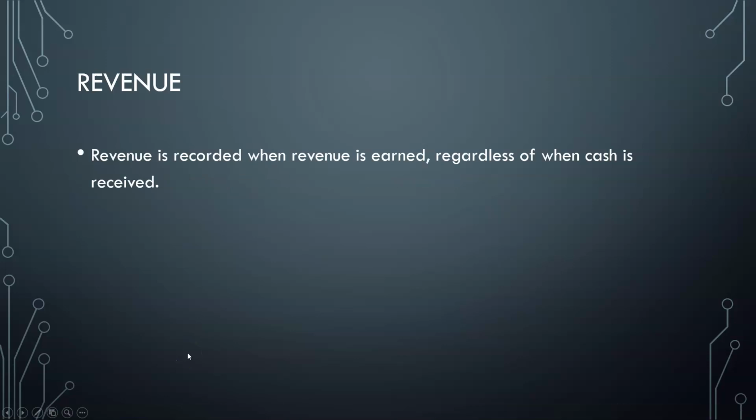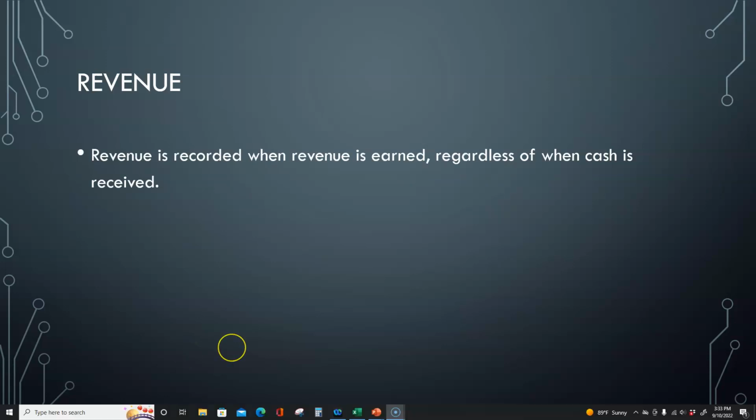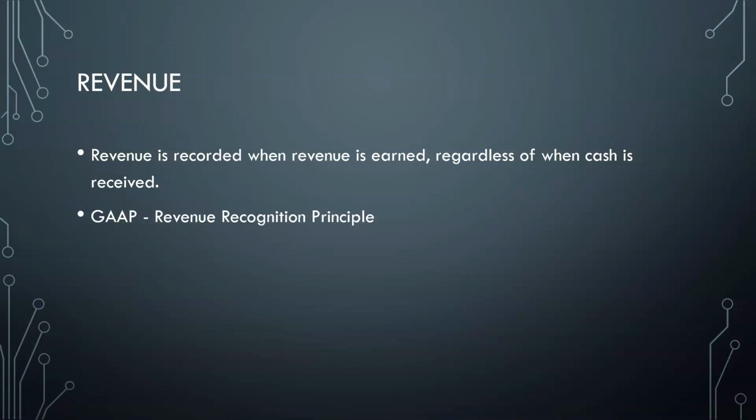Also, note that this means when a company is using the accrual basis of accounting, the company is going to record revenue when it is earned regardless of when cash is received. It does not matter when the company receives the cash, the company will record their revenue when they have done their part. This rule is called the revenue recognition principle, and it's the GAAP rule.